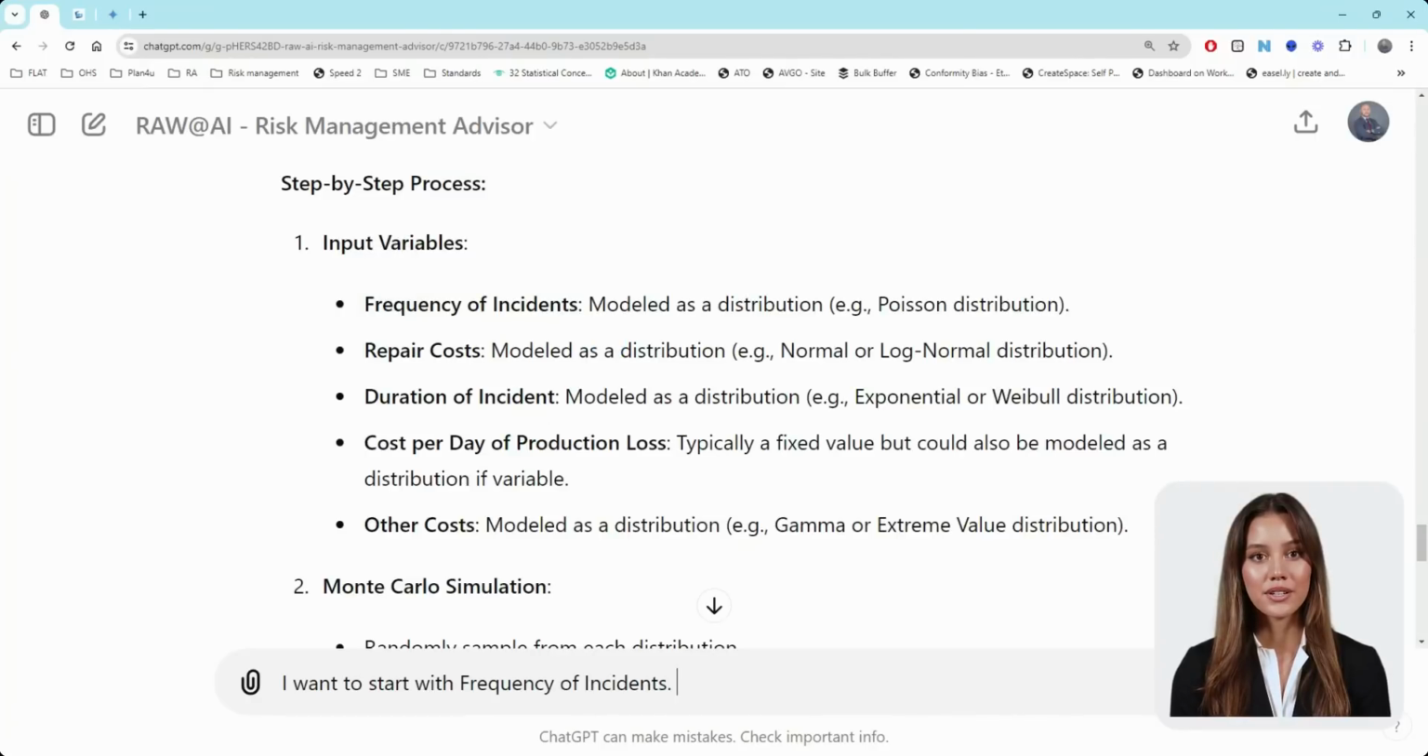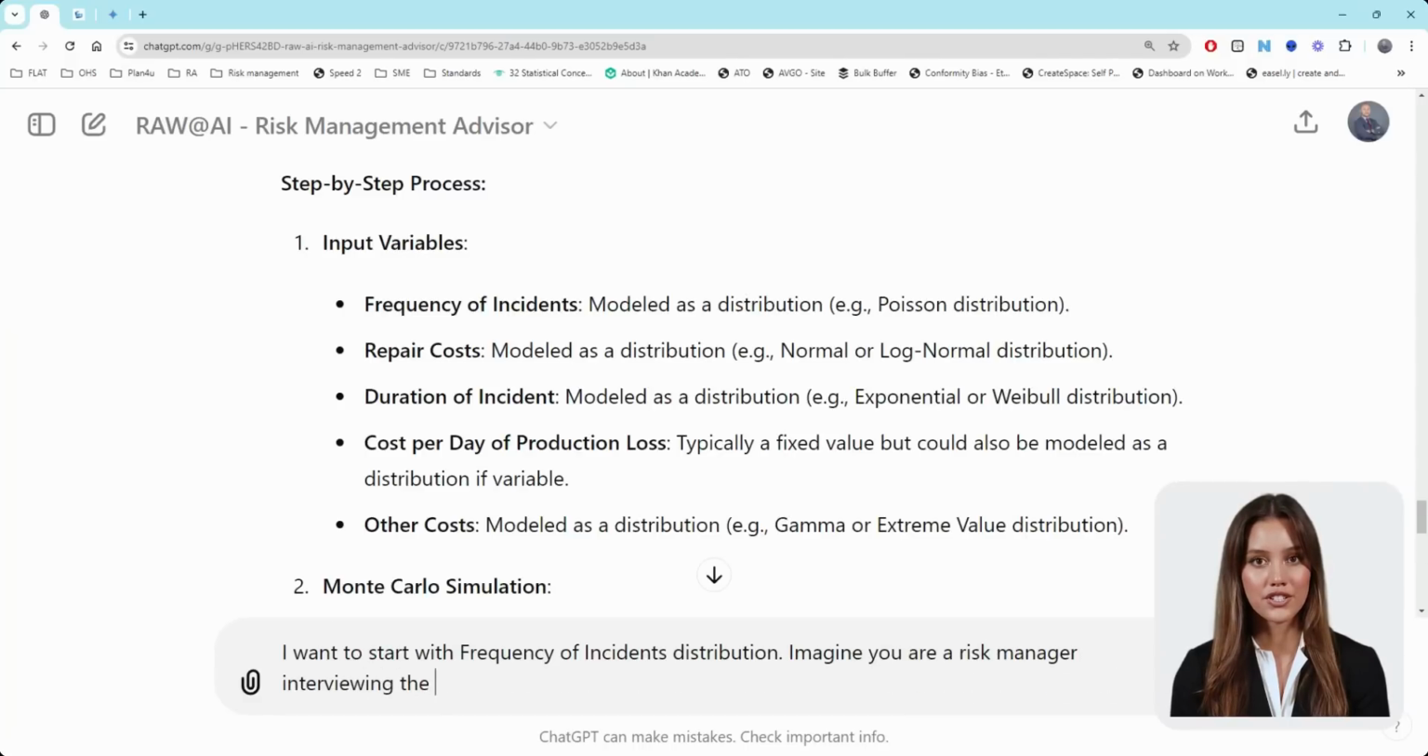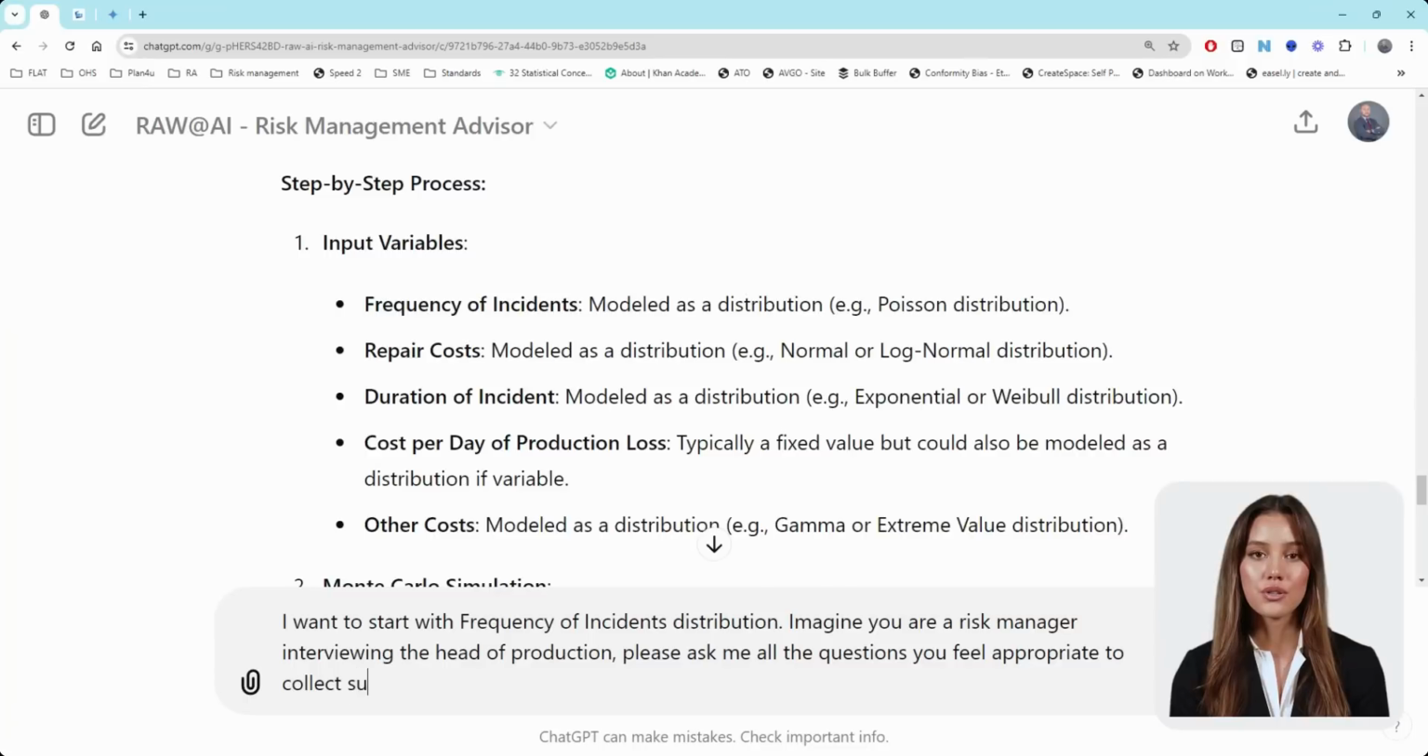Let's break it down. I want to start with the frequency of incidents distribution. Imagine you're a risk manager interviewing the head of production. Please ask me all the questions you need to collect enough information to build a Poisson distribution. It's suggesting a Poisson distribution to represent the frequency of incidents. Ask questions in simple business language and keep them brief, as we want something simple and quick for illustration.